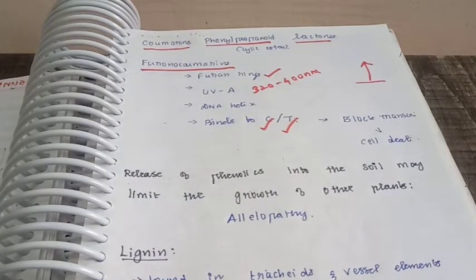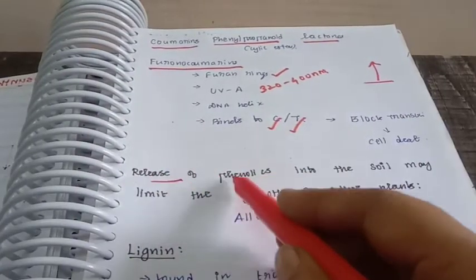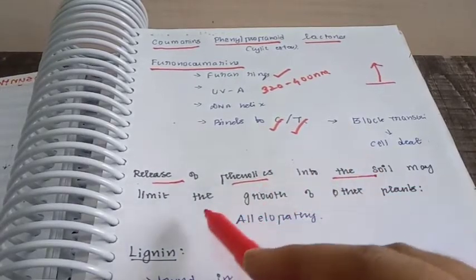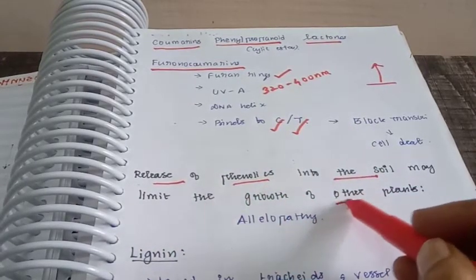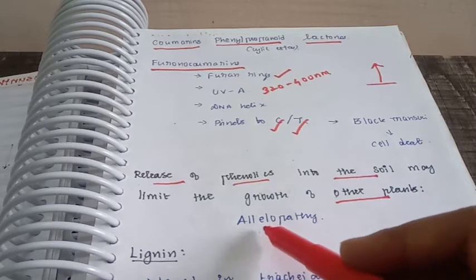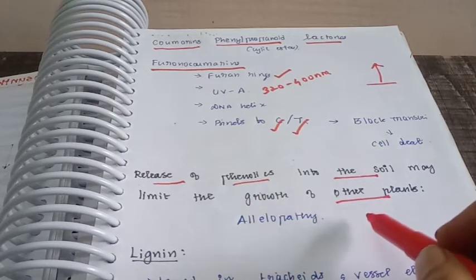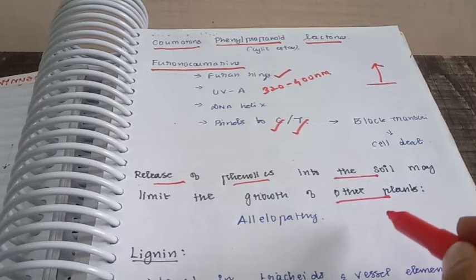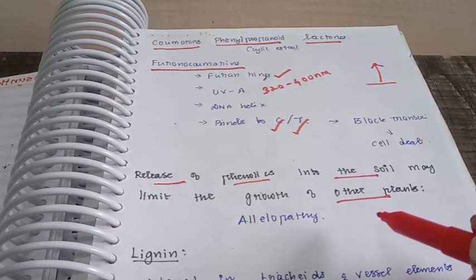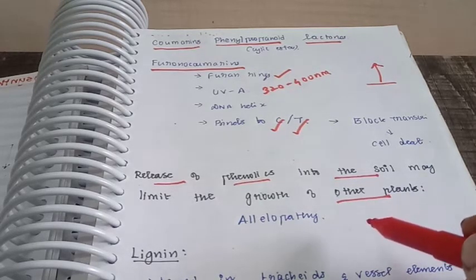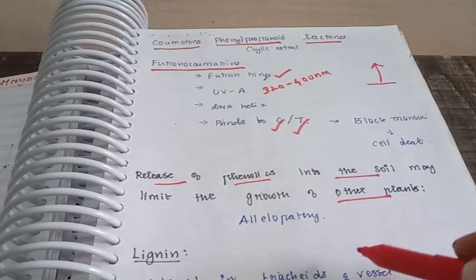Okay, and the next thing is that release of phenolics into the soil may limit the growth of other plants, and this phenomenon is called allelopathy. So if the phenol has been released into a particular soil, that soil will limit the growth of other plants. Okay, so this process is called allelopathy.